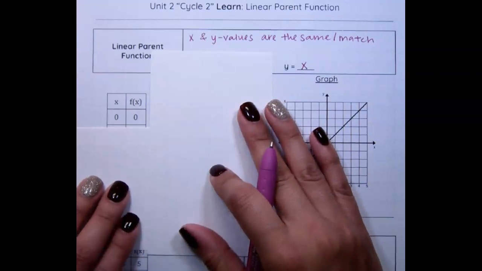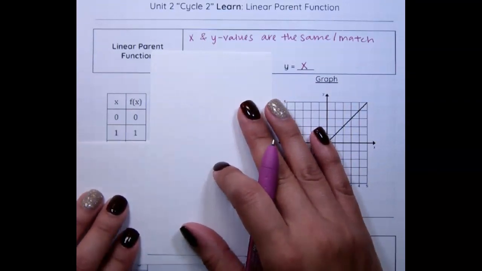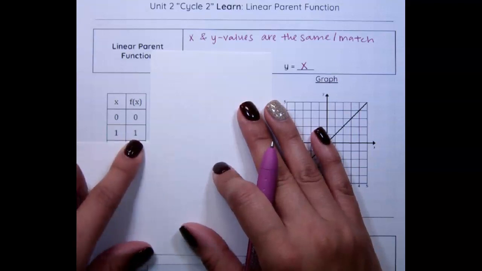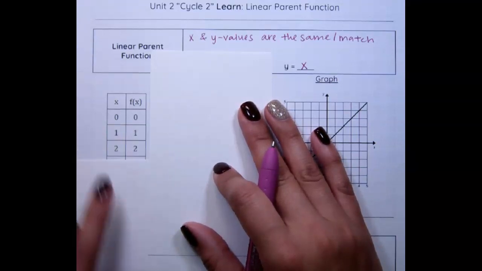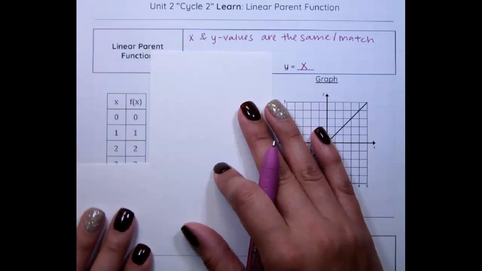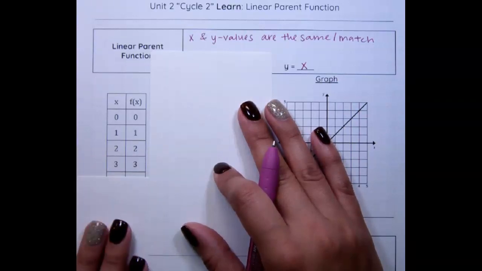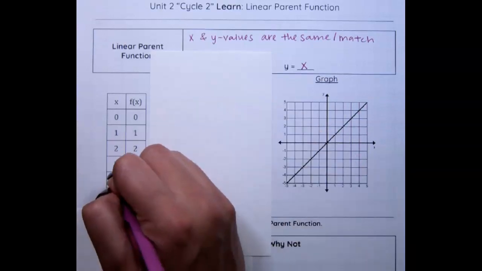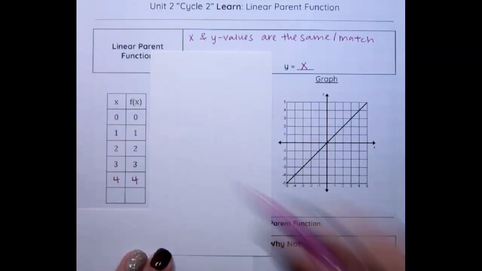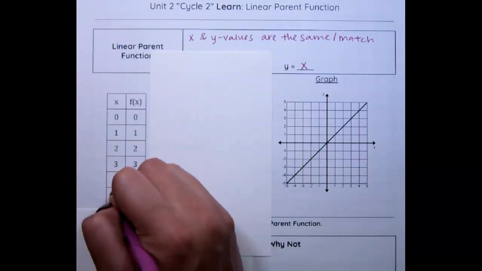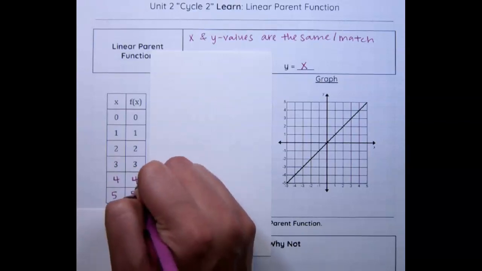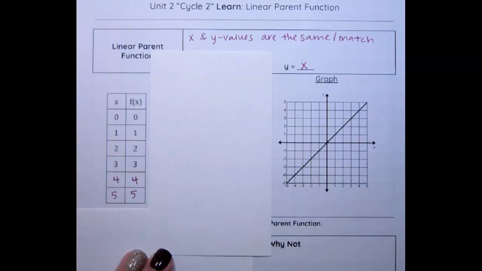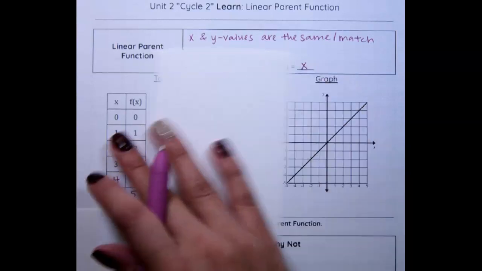So if x is 0, y is 0. This one also matches: x is 1, y is 1. X is 2, y is 2. X is 3, y is 3. Well, what's missing in my table? If we continue the same pattern, x and y have to be the same, so the next x value would be 4, so the y value also has to be 4. And then the next x value would be 5, which also makes the y value 5.